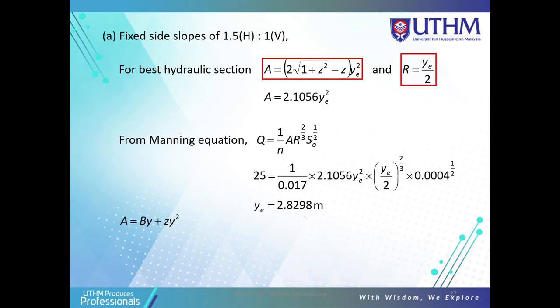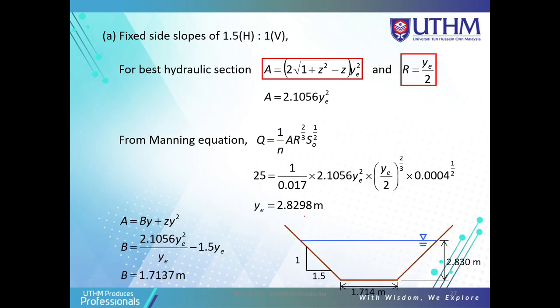Okay, after you get the YE, just put back the value of B in terms of YE and put the YE there. So you get the B value. Then just draw back the trapezoidal with the YE here. Okay, this is Y normal here, 2.830. Okay, but from this one you get YE. So this is YE and the B. So this is the new best hydraulic section for the trapezoidal.